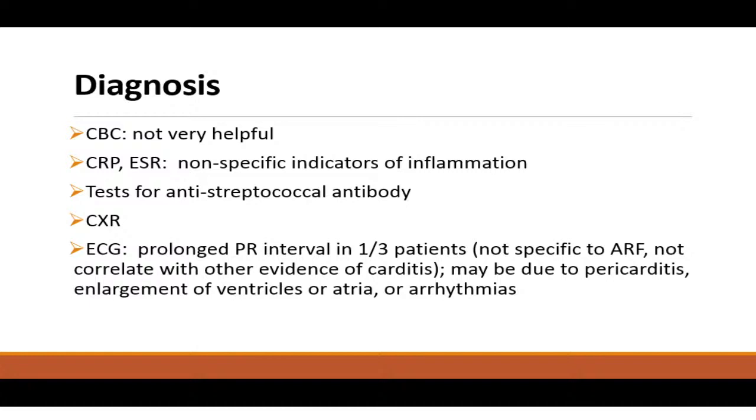As we said, tests for anti-streptococcal antibodies, and sometimes chest X-ray, in which we may see pneumonitis or enlargement of the heart shadow. And in ECG, as we said, in one third of patients we may see a prolonged PR interval as a manifestation of carditis. But there can be some other changes in ECG due to enlargement and dilation of the ventricles and atria, or due to some arrhythmias because of myocarditis.